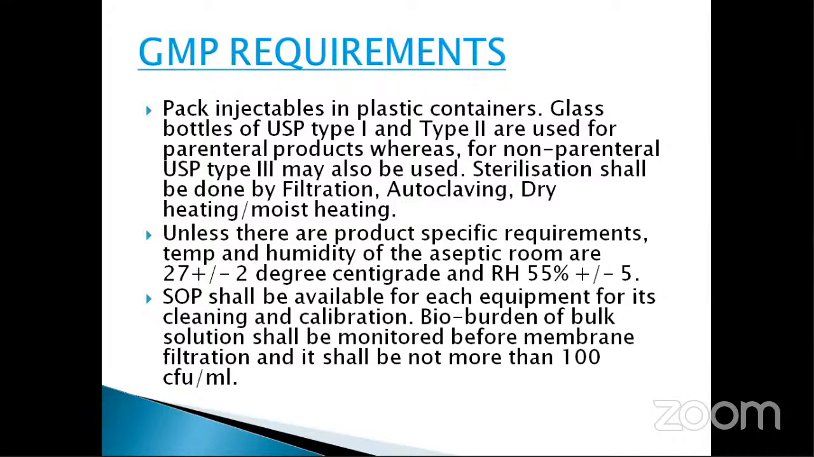only glass containers of two types, USP type 1 and USP type 2, are used for these sterile parenteral products. USP type 3 is there. USP type 1 means borosilicate glass and USP type 2 is treated soda lime glass. It is treated such that nothing comes out from the glass to contaminate your pharmaceutical injectables. USP type 3 may be used in case of non-parenteral type of preparations.